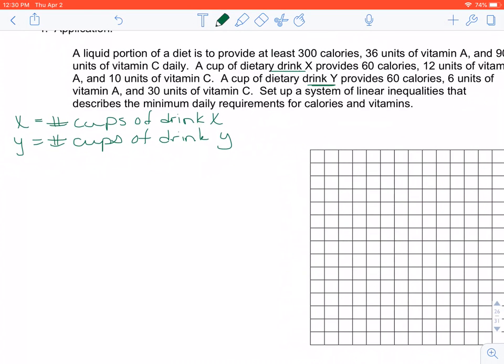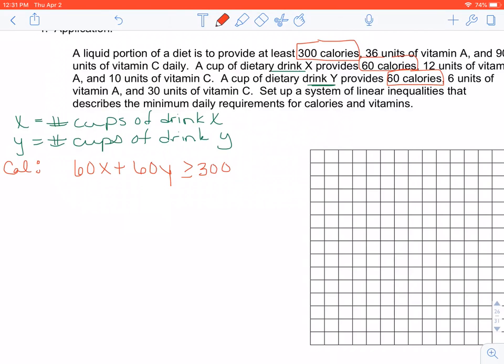And then the second step is there's three different pieces of information being given. So one piece of information that's given talks about calories. So we probably need to group the calorie information together and try and write an inequality. It says we have to have at least 300 calories. So at least means greater than or equal to. And X has 60. Drink Y also has 60. So that represents our calories, and it's an inequality to represent the calories.